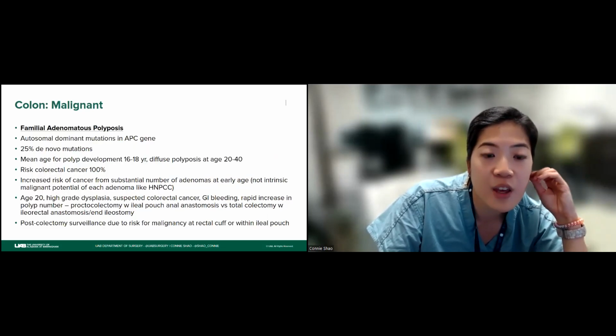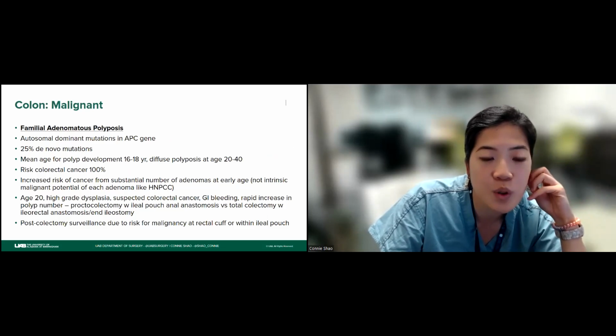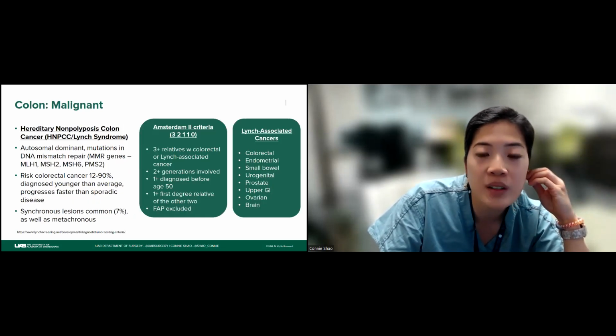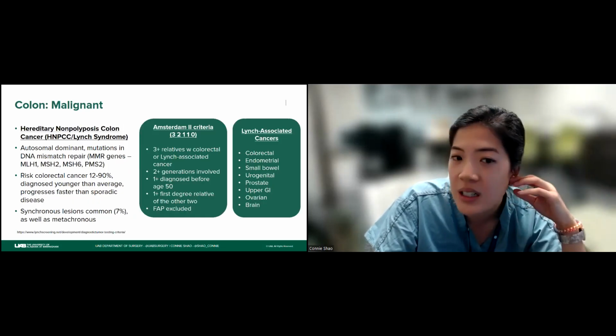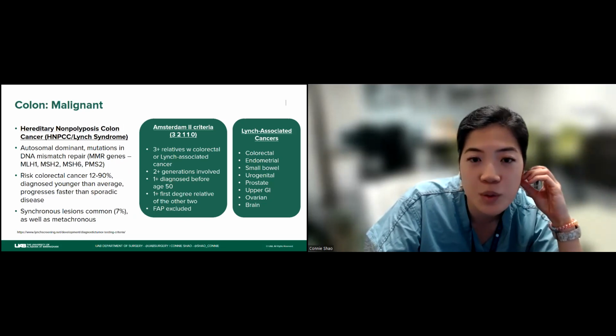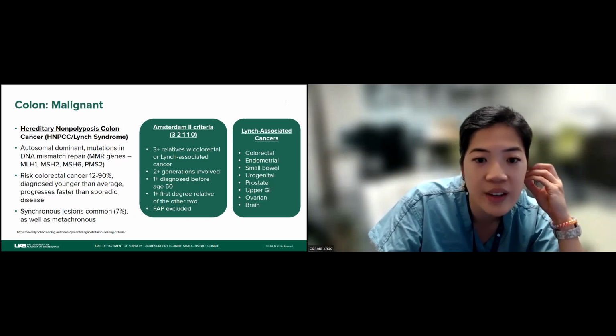And then for FAP, this is basically starting at age 20. You are at high risk of high-grade dysplasia and cancers. You want to start surveillance. And then Lynch syndrome, there's the prior Amsterdam criteria that's kind of outdated. And so now you have the Amsterdam 2 criteria that basically helps you screen families that you think are at high risk of Lynch syndrome. And then there's a bunch of associated cancers.